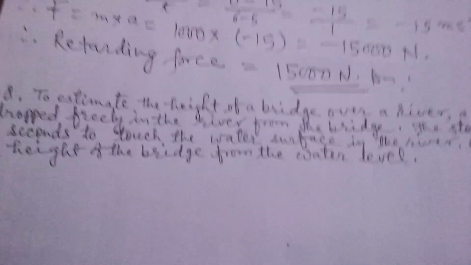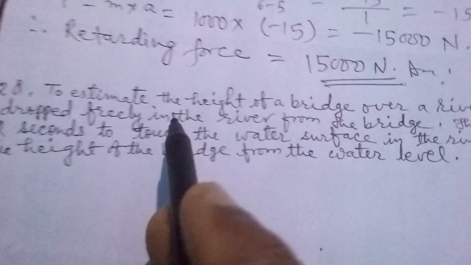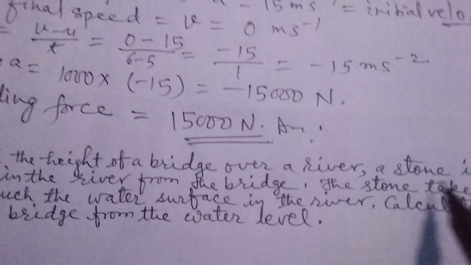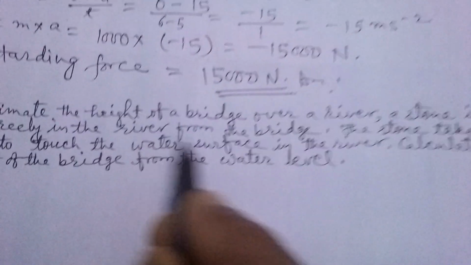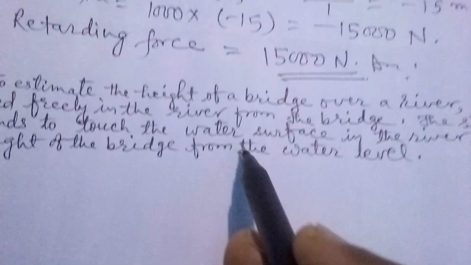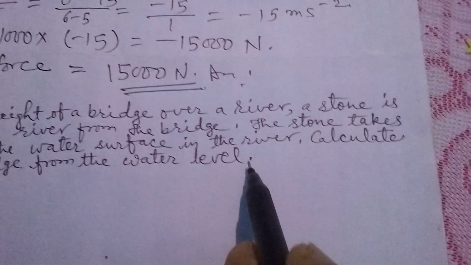Now, the second question is, to estimate the height of a bridge over a river, a stone is dropped freely into the river from the bridge. The stone takes 2 seconds to touch the water surface in the river. Calculate the height of the bridge from the water level.